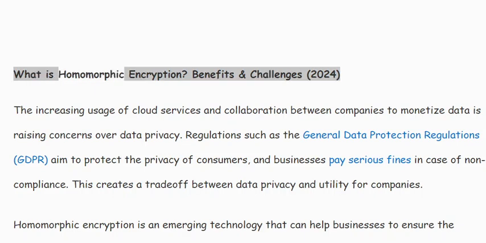What is homomorphic encryption? Benefits and challenges, 2024.